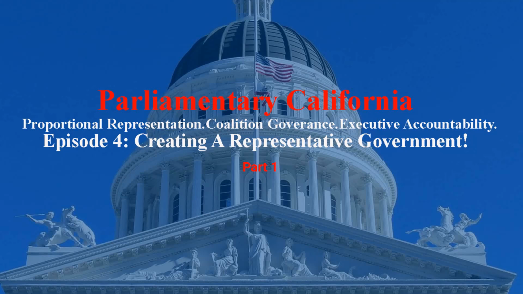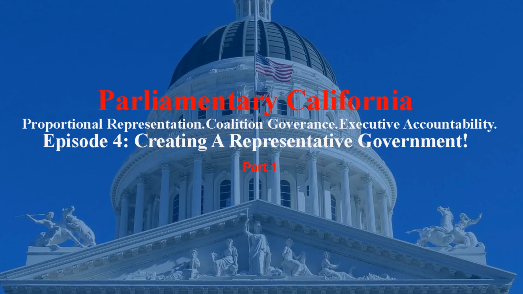In the first episode of Parliamentary California, I talked about why we should implement it in the first place. Then in the second episode, I talked about why California should dissolve the state senate and have the state legislature consist of only the state assembly. And finally, in the third episode, I talked about why we should get rid of term limits for all elected officials except for the lieutenant governor.